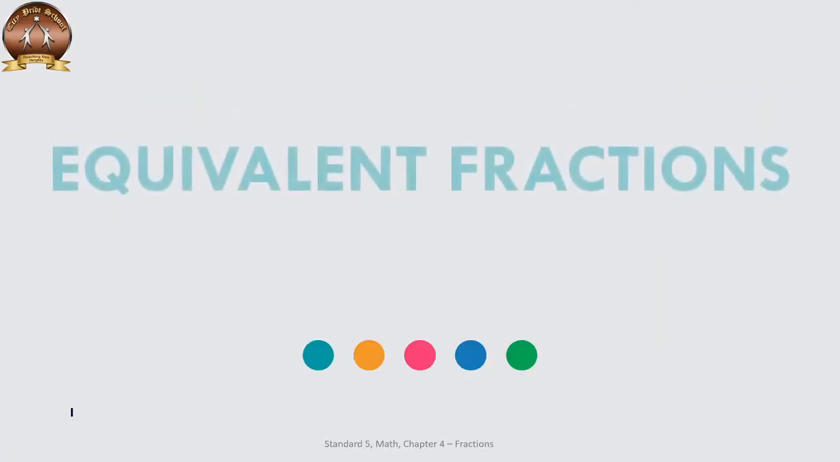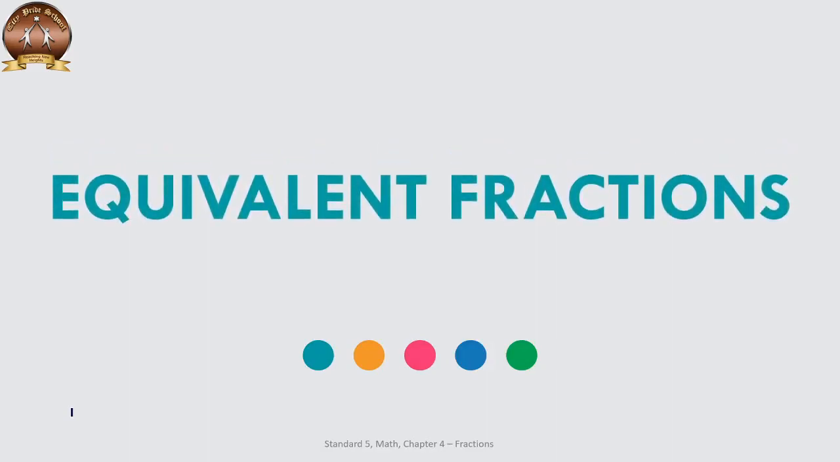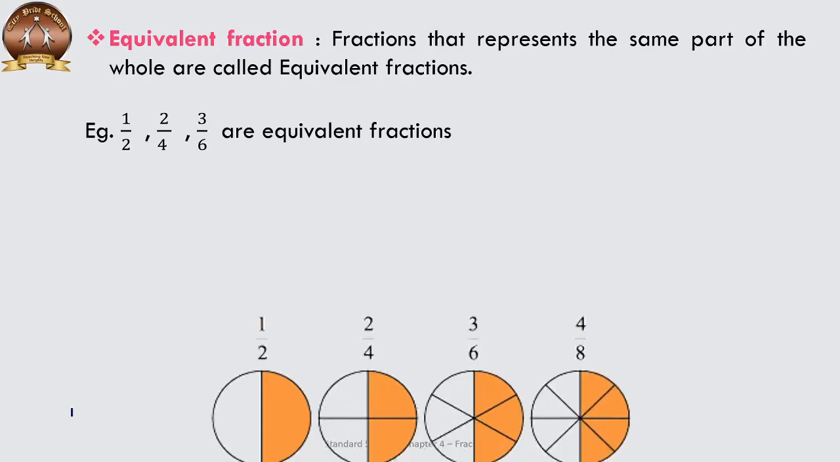Alright, moving on to the next fractions, we have a new name called the equivalent fraction. The name itself suggests that something related to equal is going to be there. So equivalent fractions are the fractions that represent the same part of a whole. So they are known as equal fractions or equivalent fractions. For example, half, 2 upon 4, 3 upon 6, and 4 upon 8 are equivalent fractions.